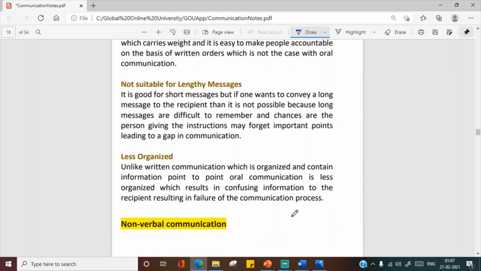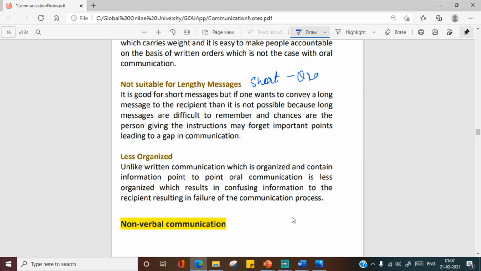Not suitable for lengthy messages. So if there is something short that has to be told, then oral communication is good. But if something like policies of a company is to be told, a person joins a company and you want to tell them the policies that are present in the organization, at that time, the HR is not going to tell these policies to each and every member. So, written communication is more beneficial than oral communication.